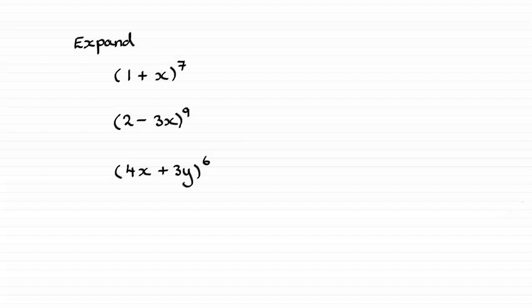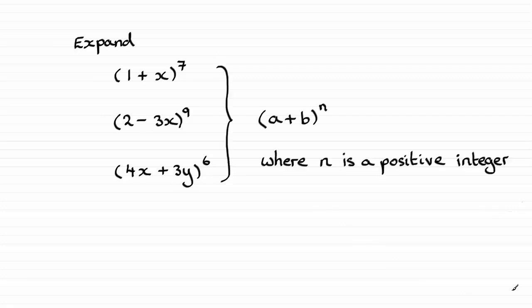Now you may be asked to expand brackets like this: 1 plus x to the power 7, 2 minus 3x to the power 9, or 4x plus 3y to the power 6. They all have one particular form, and that form is a plus b all to the power n, where n is a positive integer. Now if you were to expand these, it's going to be a lot of work, unless you happen to know of a quick method, a quick formula. And that's what I'm going to be showing you in this next section.